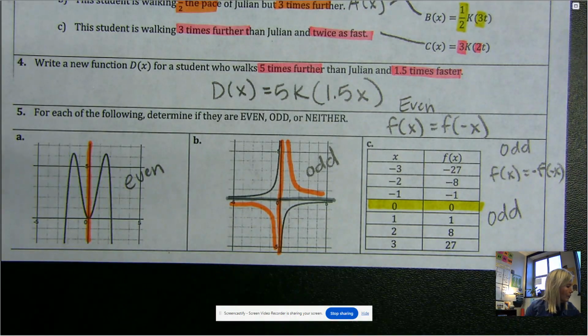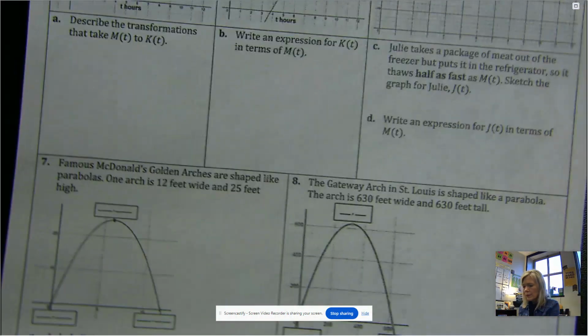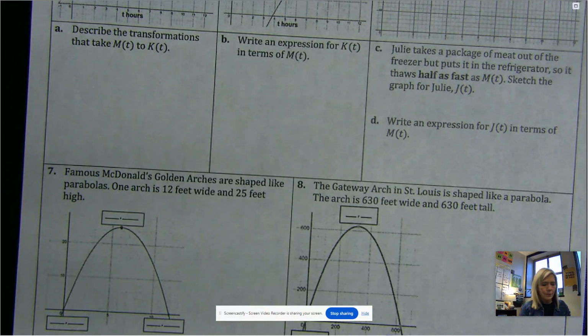All right, we've got a couple problems on the back side. Here we go.